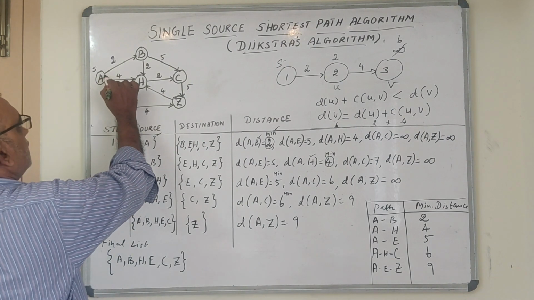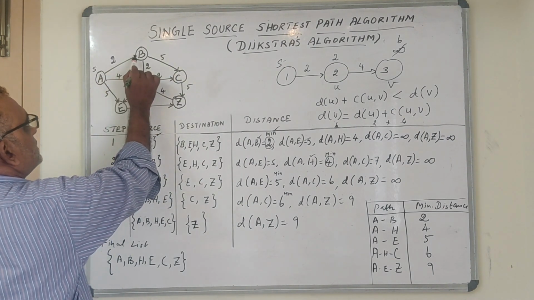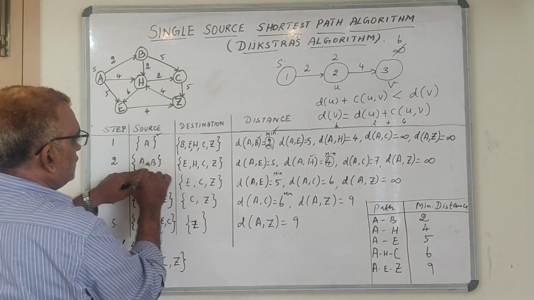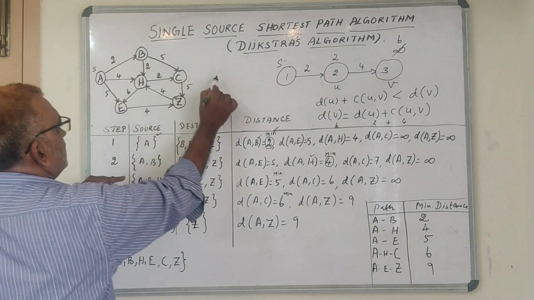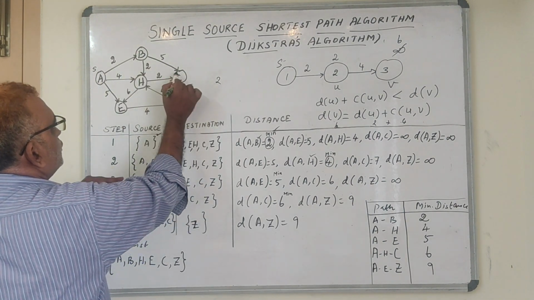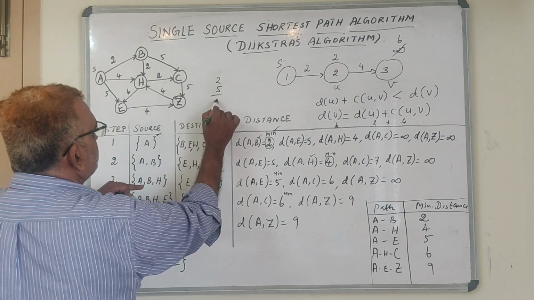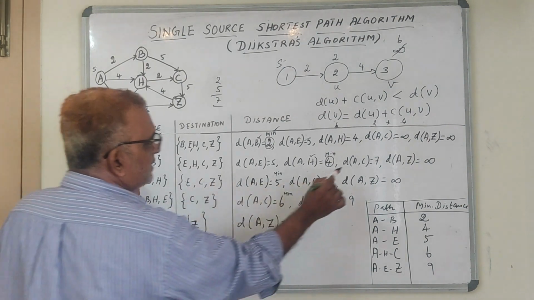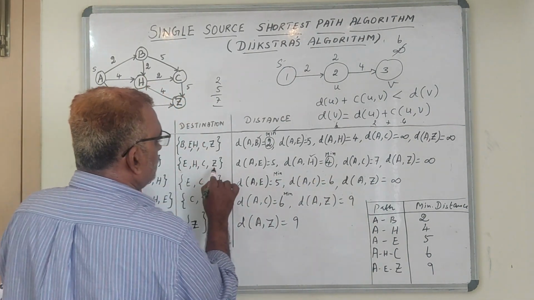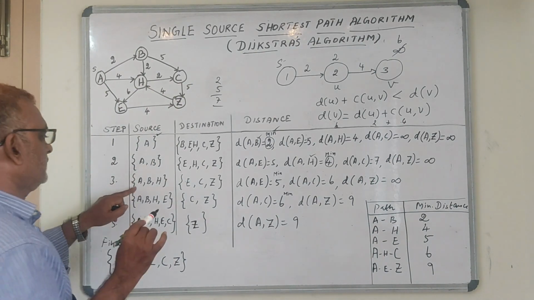Similarly, A to C is 7. How? For reaching C, you can use B, because B is available in the source list. Reaching B costs 2, and from B to C the cost is 5, so the total value is 7. So A to C is 7. Then A to Z, we don't know, so that is infinity.